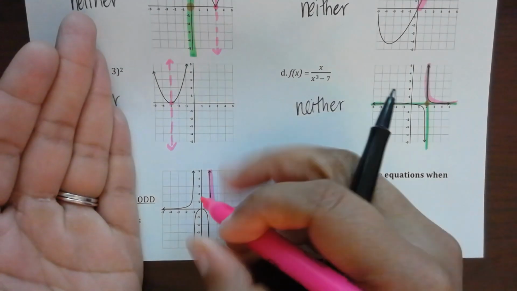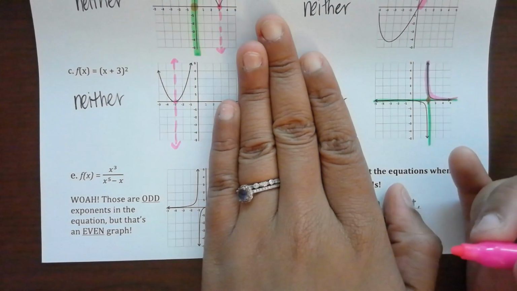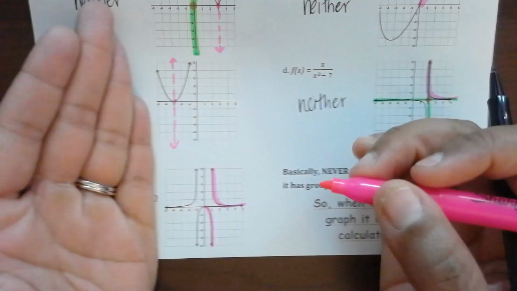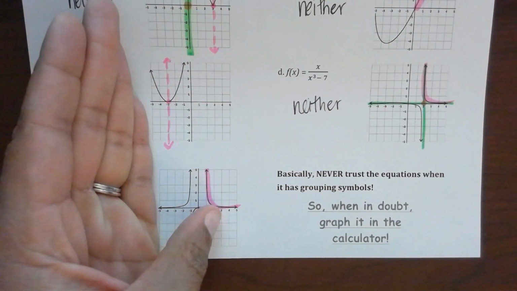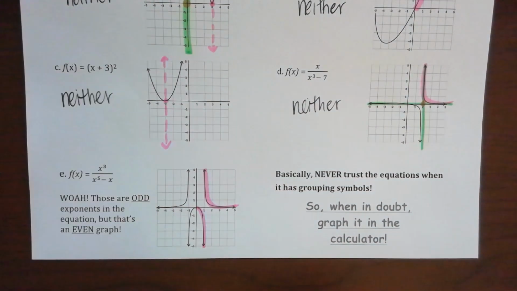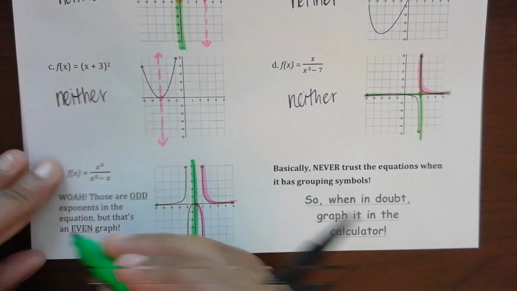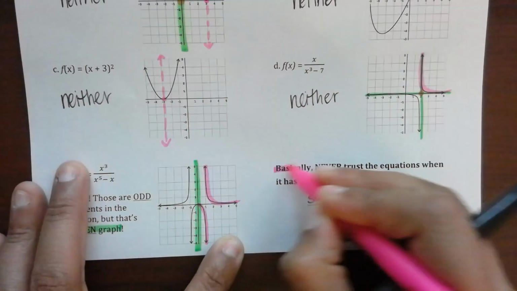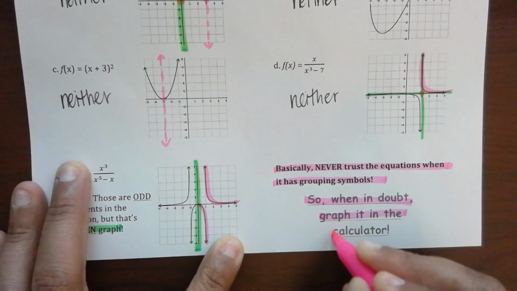But then we also have a second piece to consider. Do the same thing. Bring your hand back. Look at that bottom piece. Flip again. Slide your hand. Do I see a mirrored image at the bottom to reflect that one? Yes. So it has symmetry to what? The y-axis, which makes it even. Basically, never trust the equations when it has grouping symbols. So when in doubt, graph it in the calculator.